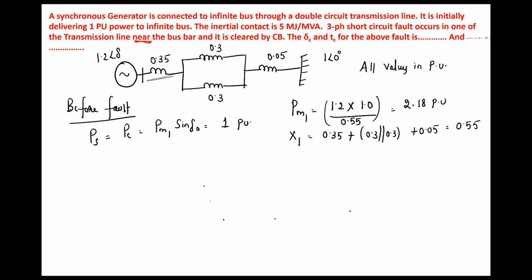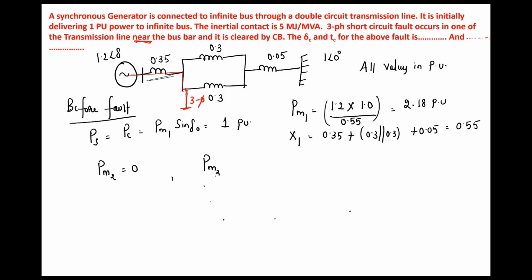Now, what is PM2, the transient stability limit? How much? 0. Why? Because the fault is occurring in one of the transmission lines near the bus bar. So we already know, we have studied that if the fault occurs near the bus bar, the total fault current will flow like this. So power transfer to load is 0. So PM2 is 0. Similarly, what is PM3?